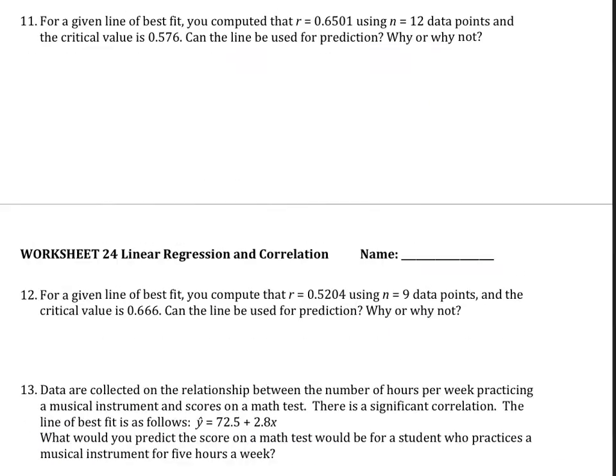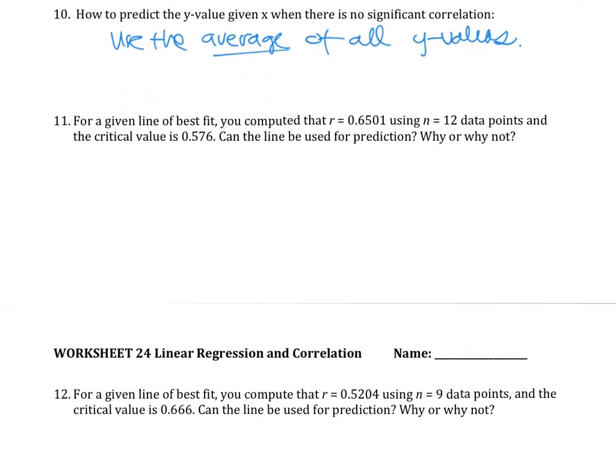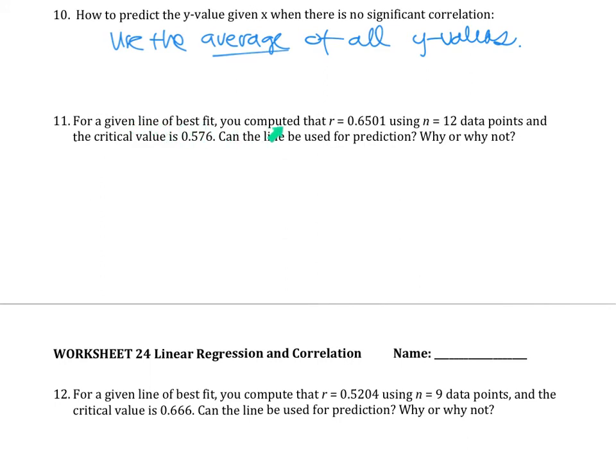So let's go back to where we were. Let's look at number 11. For a given line of best fit, you computed that r is 0.6501 using n equal to 12. And the critical value was 0.576. Can it be used to predict y or not?